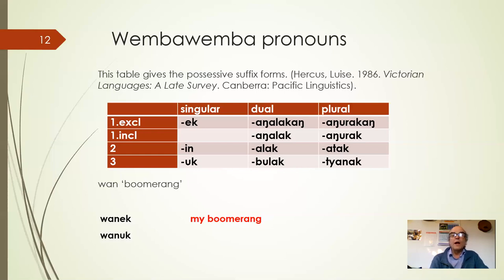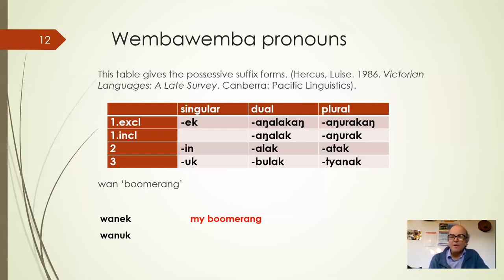Okay, so let's try another one. Wanok. What does wanok mean? If you can write in the chat, do try to do so. So, ok is the third person singular ending. These are possessive suffixes. What does wanok mean? So his or her boomerang, that's right.